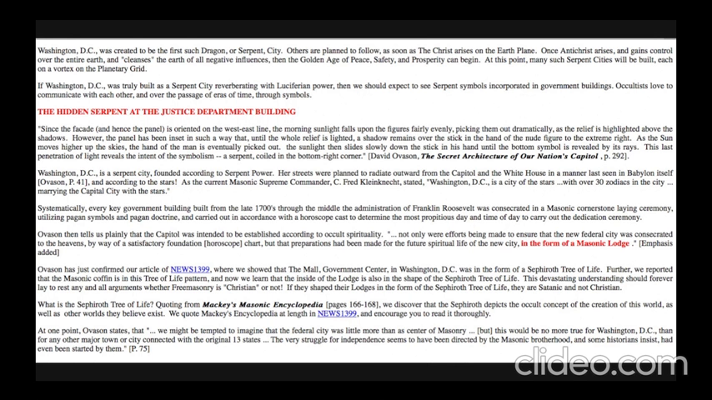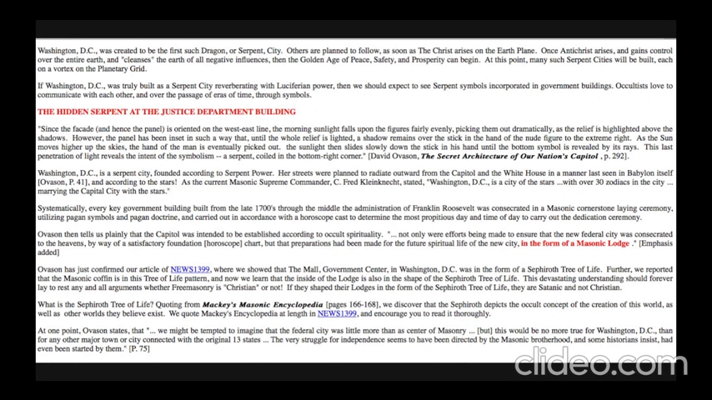Further, we reported that the Masonic coffin is in this Tree of Life pattern. And now we learn that the inside of the lodge is also in the shape of the Sephiroth Tree of Life. This devastating understanding should forever lay to rest any and all arguments whether Freemasonry is Christian or not. If they shape their lodges in the form of the Sephiroth Tree of Life, they are satanic and not Christian.